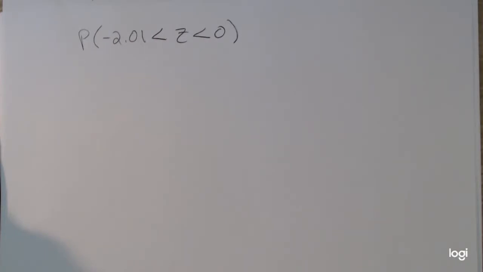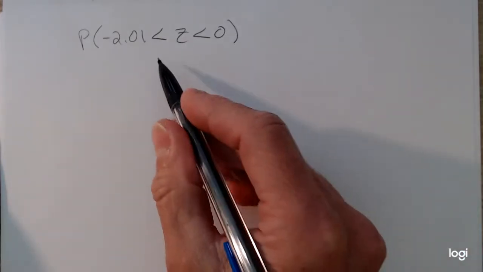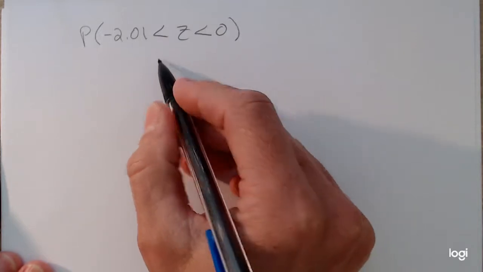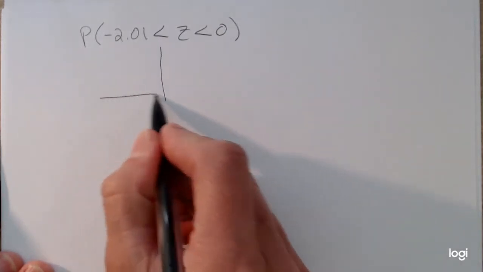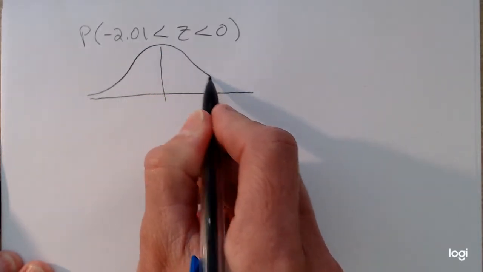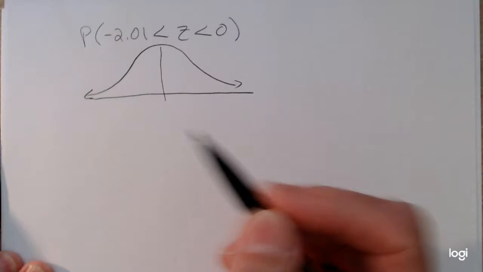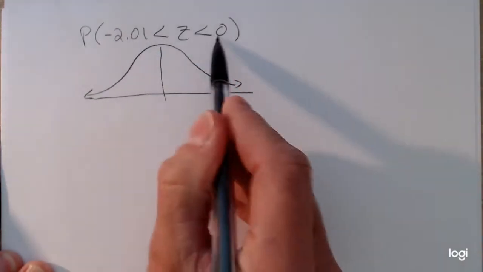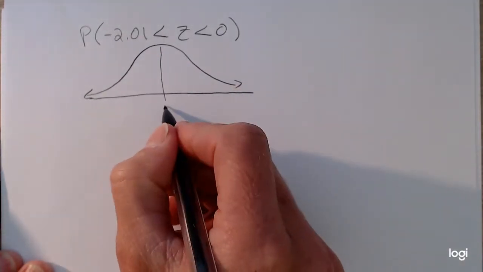I'm going to use the standard normal table to find the area, or the probability, of getting a z-score between negative 2.01 and 0. There's a couple ways to do this using a standard normal table. The first way, I'm going to use the 0 to z table, and what I'm going to start with is sketching the area or the probability that's given, or the area that we're looking for in this compound inequality.